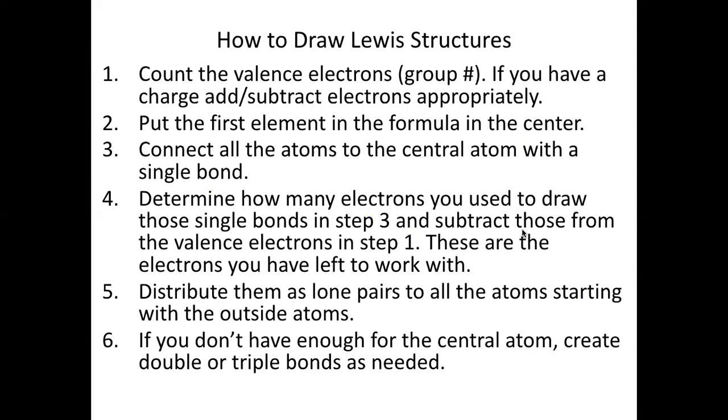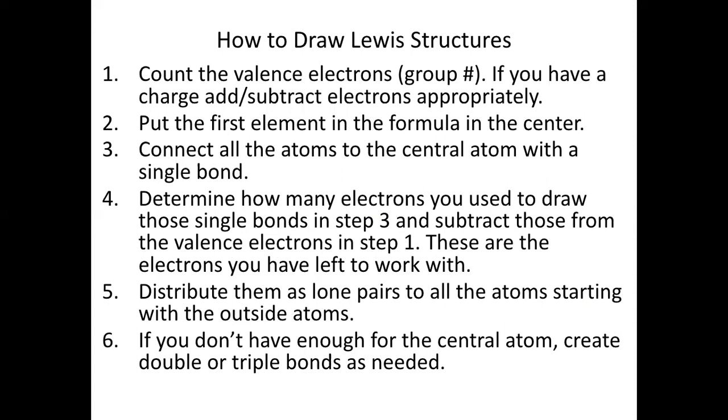So here is just an overview of what I shared in the previous slides, that if you want to draw Lewis structures, you count the valence electrons. You can either use the group number, or you can write out the electron configuration and figure out how many electrons are in that last shell. And if you have a charge, add or subtract the electrons appropriately. So that's if you have a +1 or a -1, we learned how to use that to understand how many electrons are in that atom.